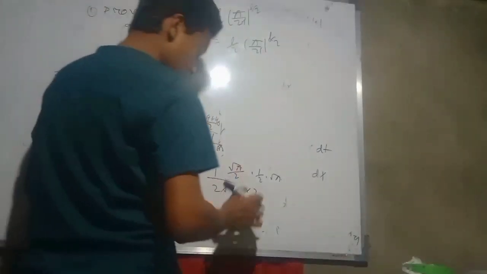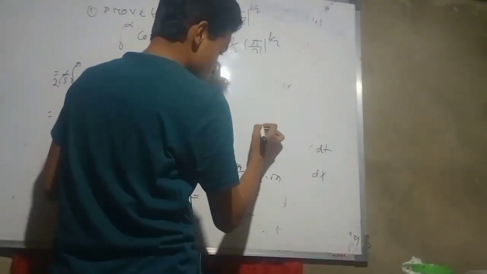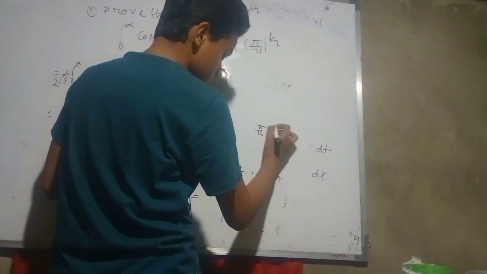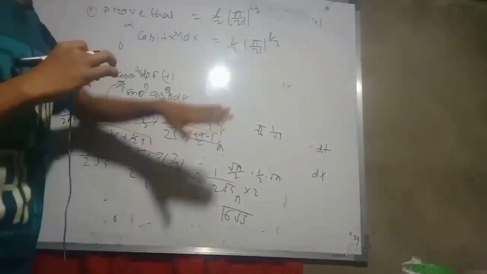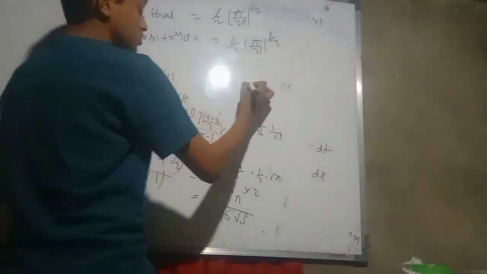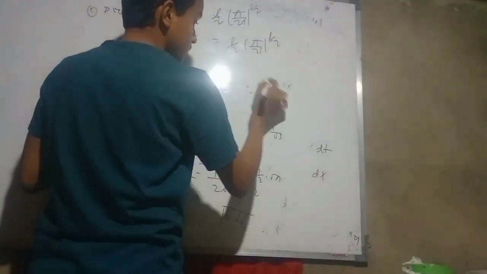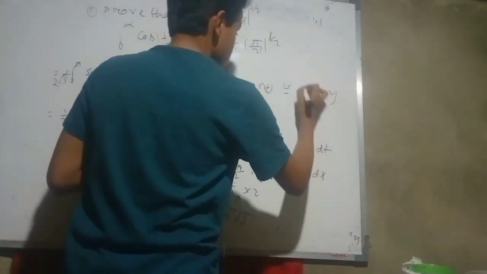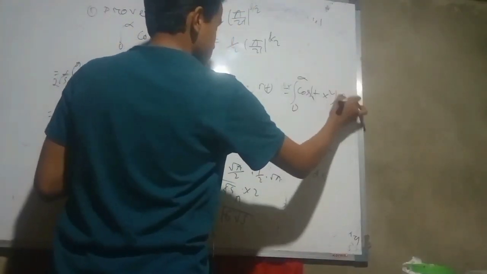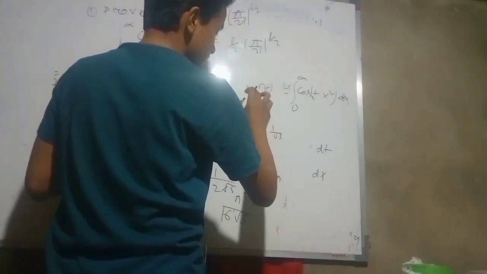16 root s. Here, remember, pi by 16 will act as a constant, root s will be outside. So we have to find the integral of a function. Assume that f of t is equal to the integral of cos px square from 0 to infinity dx. So now we have to find the Laplace of f of t.